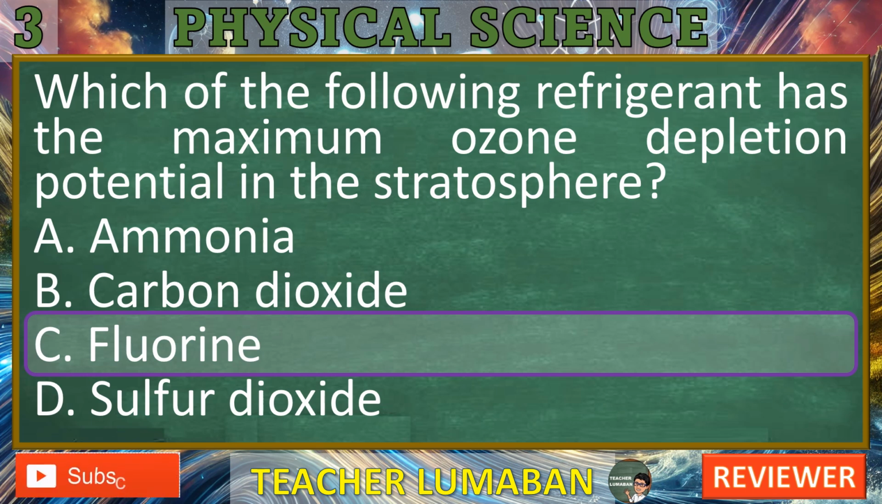D. Sulfur dioxide, SO2, does not have a significant impact on the ozone layer. It is primarily known for contributing to air pollution and acid rain but not for ozone depletion. In summary, fluorine, specifically in compounds like CFCs, is associated with the highest ozone depletion potential.